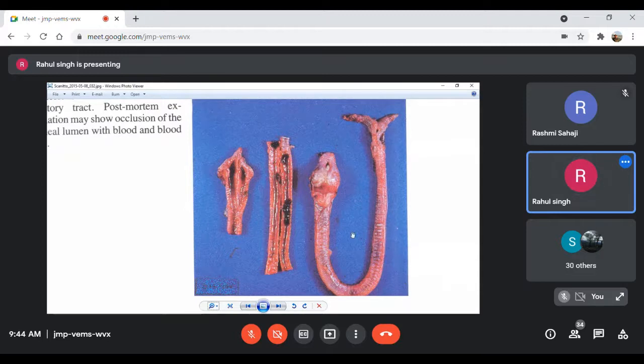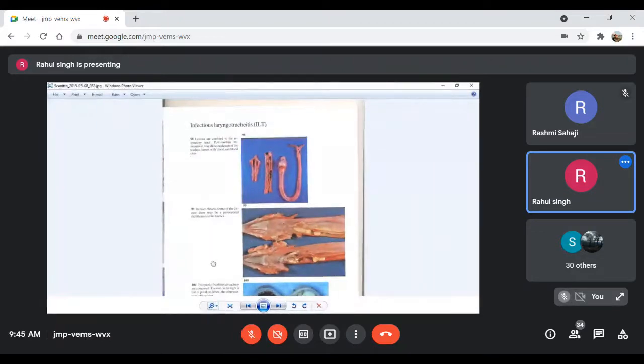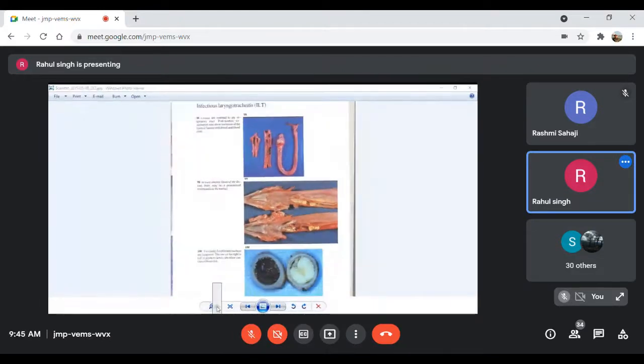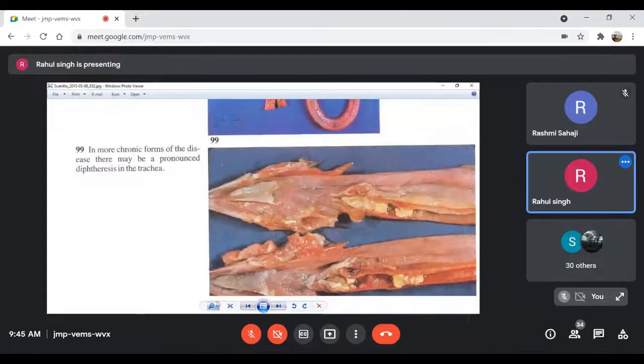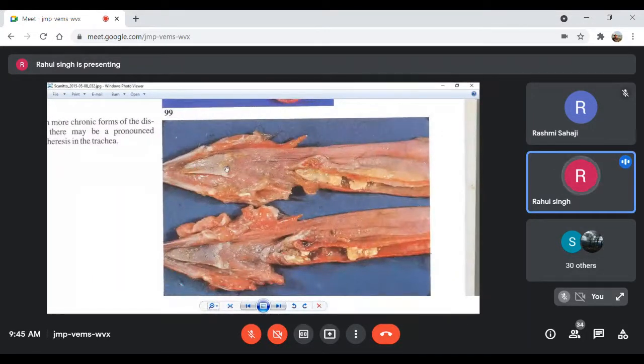Outside, the hemorrhages are present, and when we cut open, we will see the presence of blood clots inside the trachea. You can see the upper part, the syrinx area. Here also dark colored blood clots are present. In the chronic form of ILT, diphtheritic lesions will develop.